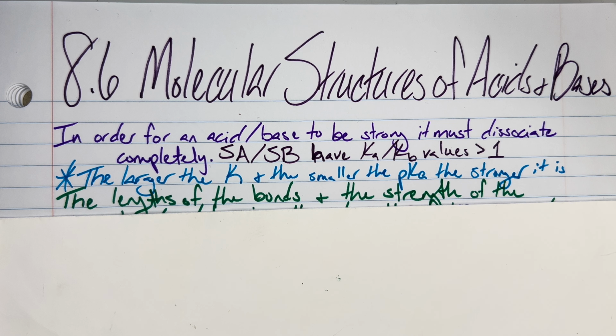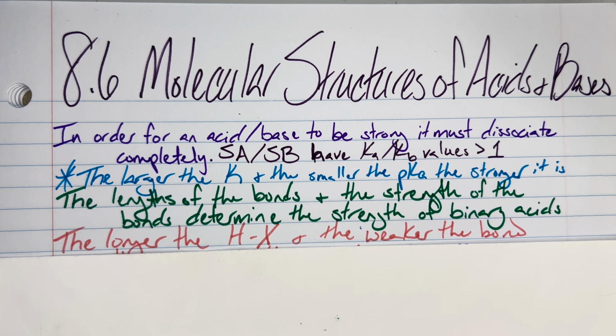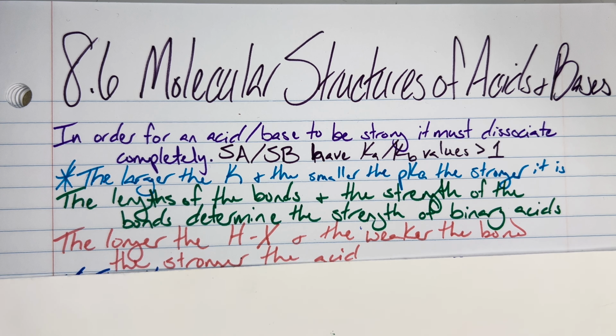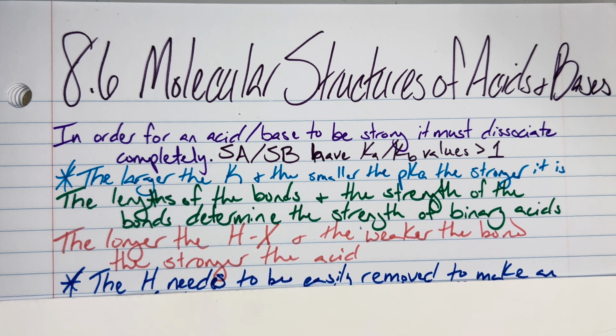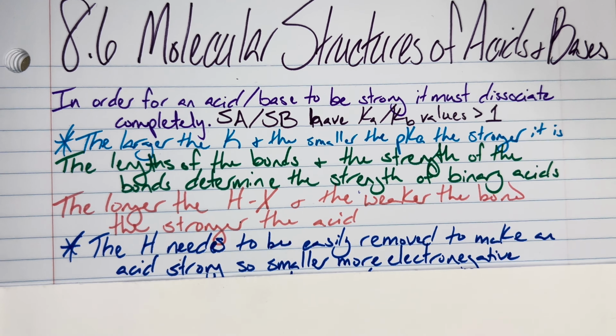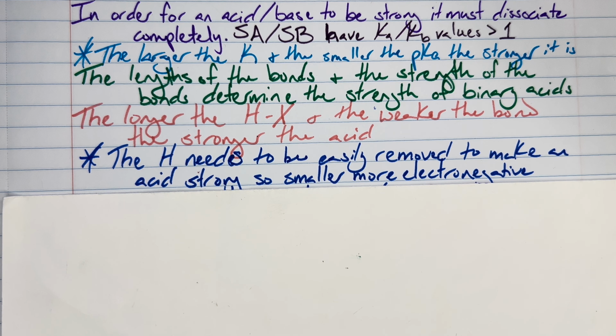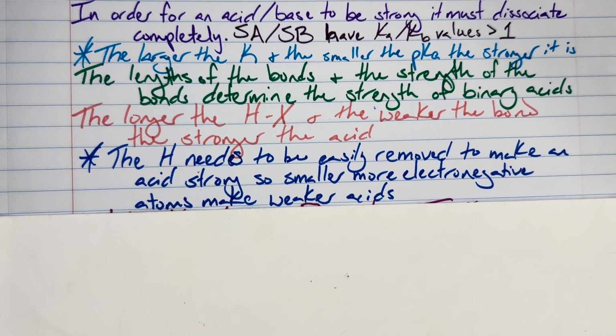The lengths of the bonds and the strength of the bonds are also going to help us determine the strength of any binary acids. The longer the H-X bond is, and the weaker the bond is, the stronger the acid is going to be. Remember that we need hydrogen to be easily removed in order for it to be considered a strong acid. So the weaker the bond and the longer the bond length is, the easier it is for that hydrogen to be removed, and therefore the stronger the acid is going to be.